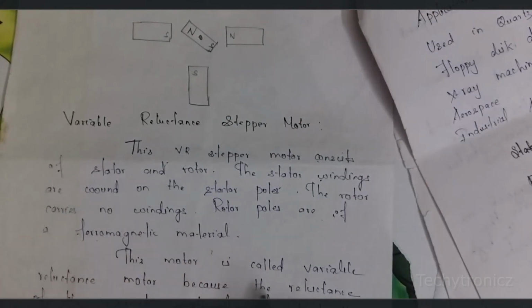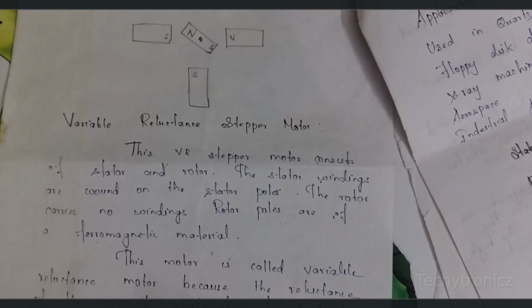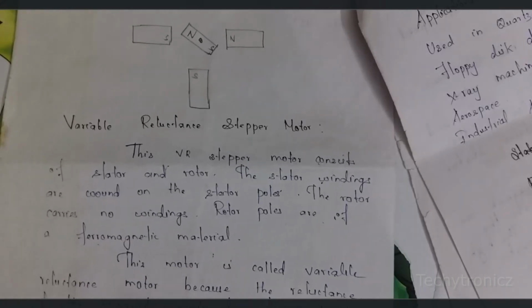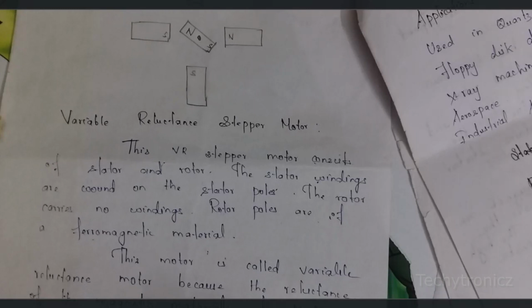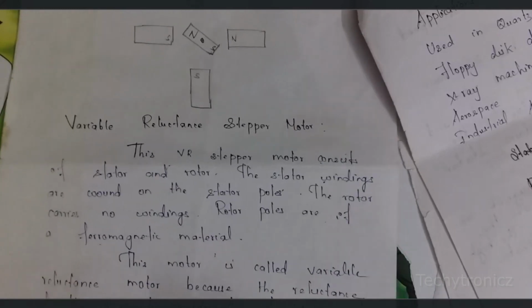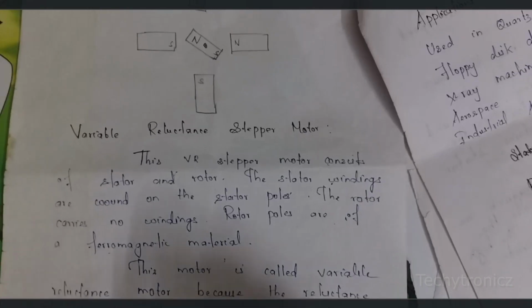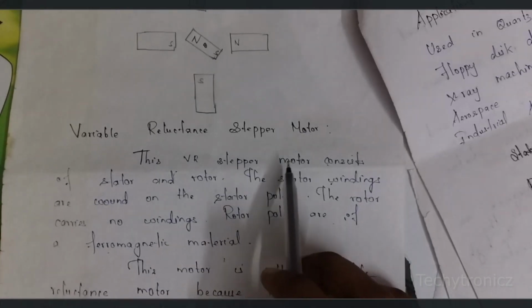Okay, this motor is called a variable reluctance motor because a low reluctance path will be available in the variable reluctance stepper motor. Through the low reluctance path, this stepper motor operates, that is, the rotor rotates in a particular step angle. That is the variable reluctance stepper motor. And the third one is the hybrid stepper motor.